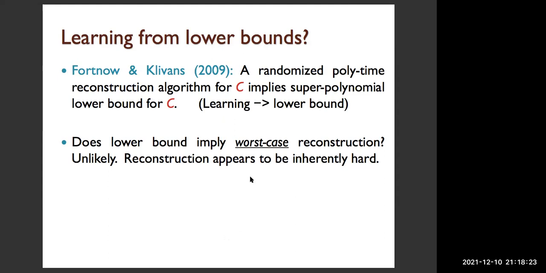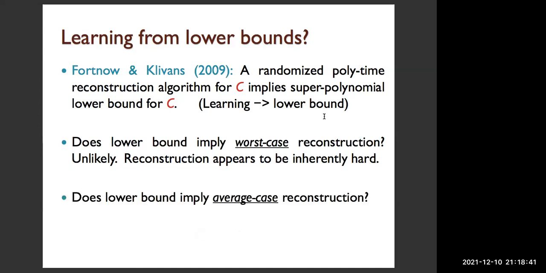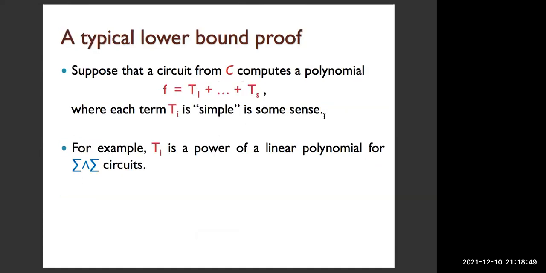So recall that in the first part, we mentioned this result that showed that learning is harder than lower bounds. It's not known to be strictly harder, but there are indications that it is actually strictly harder. It is an inherently hard problem, right? But now the question is, does existing lower bound help in designing average case learning algorithms, right? So to see this, let's see how a typical lower bound proof looks like.